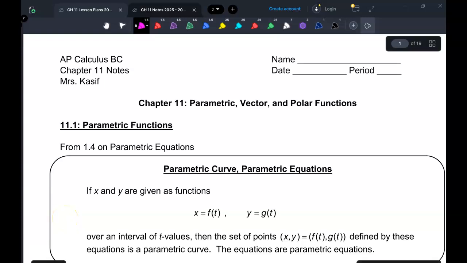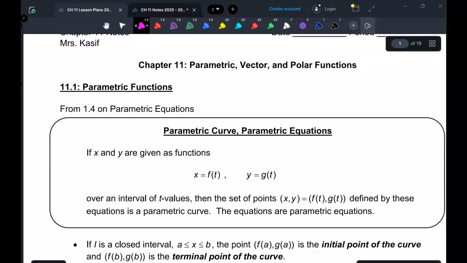You didn't really learn vectors. You did a little bit of vectors, but they're all kind of related in a sense. But as I mentioned, I think parametric are the easiest. So parametric, it's in its name. It has something called a parameter.